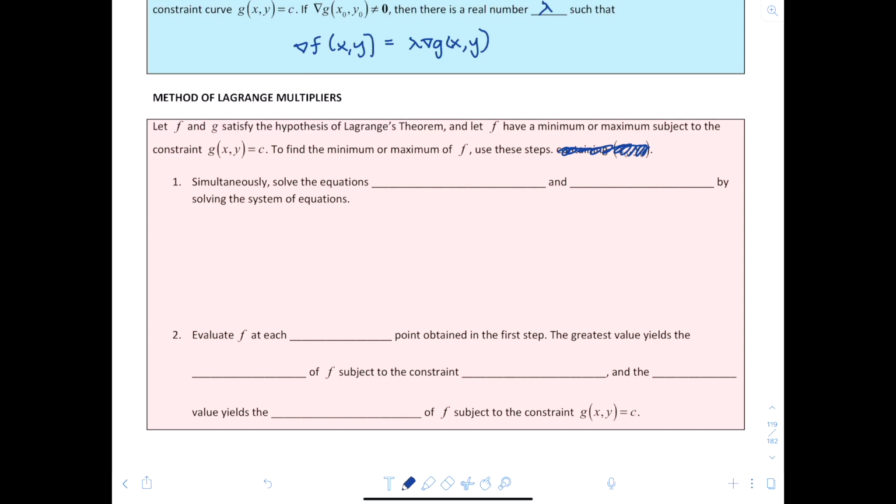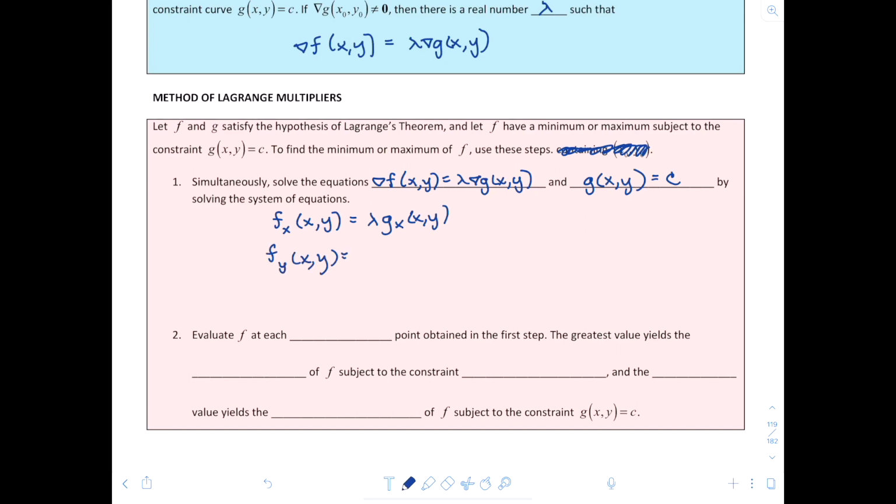First, simultaneously solve the equations del f(x, y) = lambda times del g(x, y), and g(x, y) = c, by solving the system of equations: fx(x, y) = lambda times gx(x, y), fy(x, y) = lambda times gy(x, y), and g(x, y) = c.